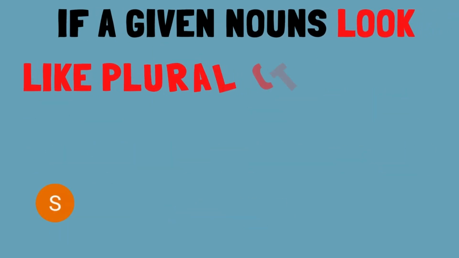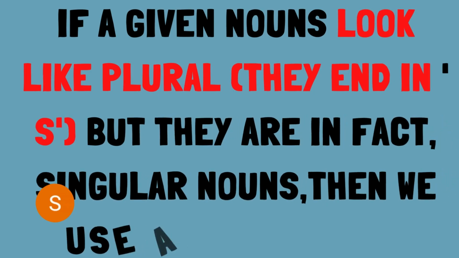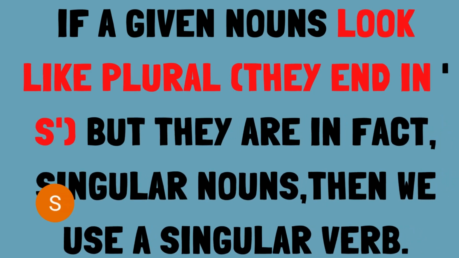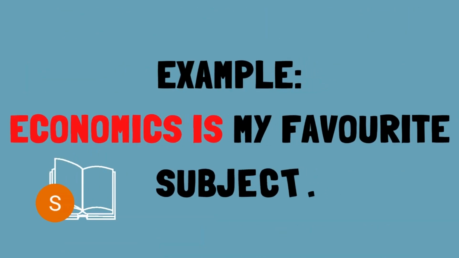Yes, dear students, sometimes there are certain nouns that look like plural, but they are not. They end in S, but actually they are singular nouns. There we will be using a singular verb. For example, in this sentence, economics is my favorite subject. Economics is singular, though it ends with S. So we'll be using is in this sentence.